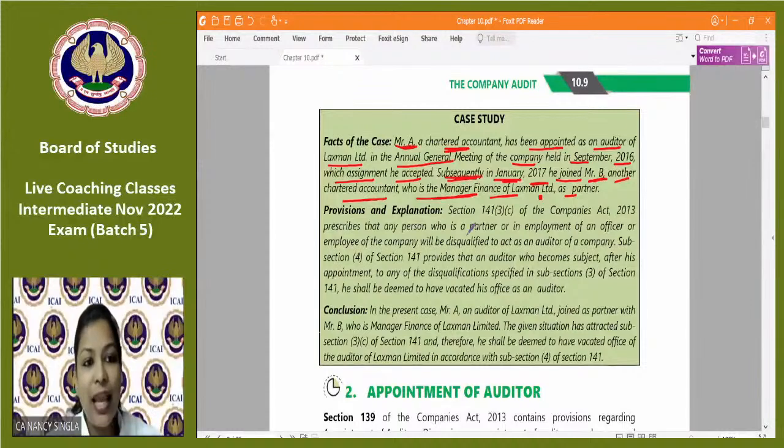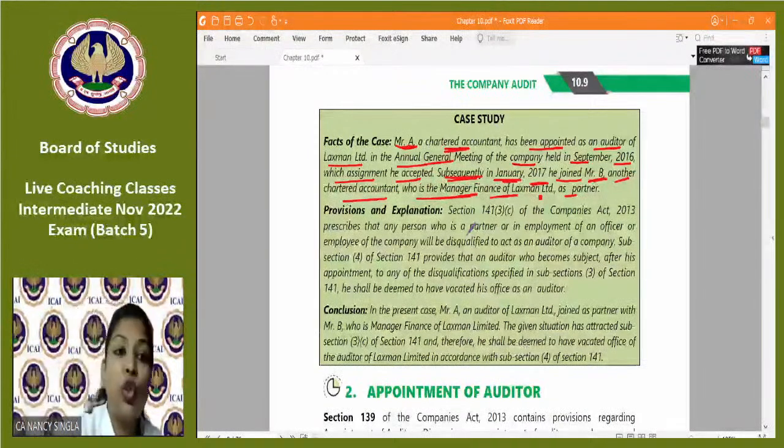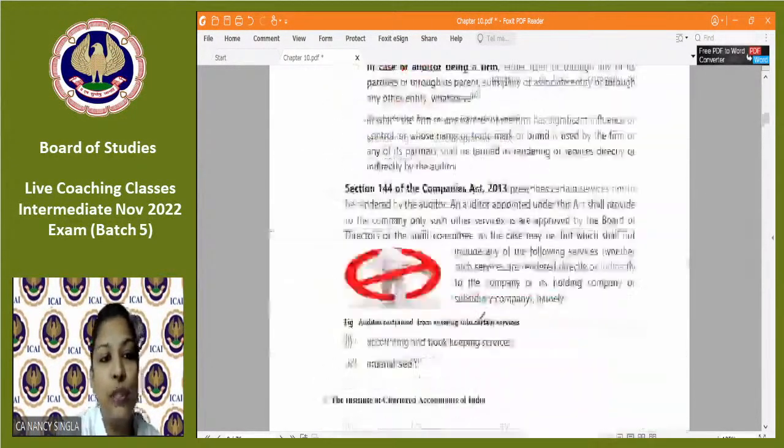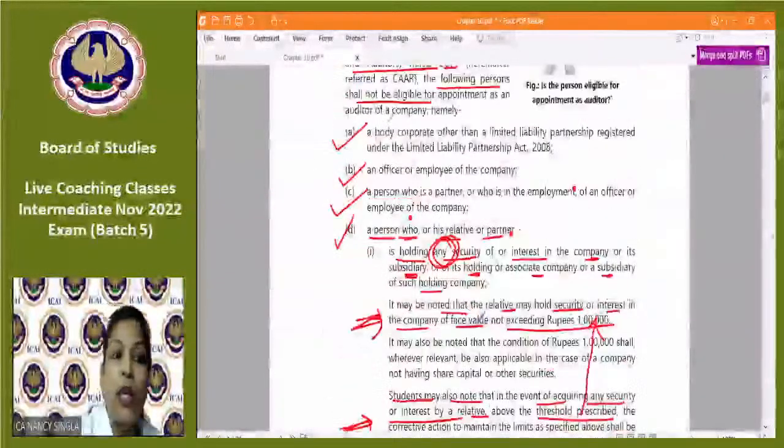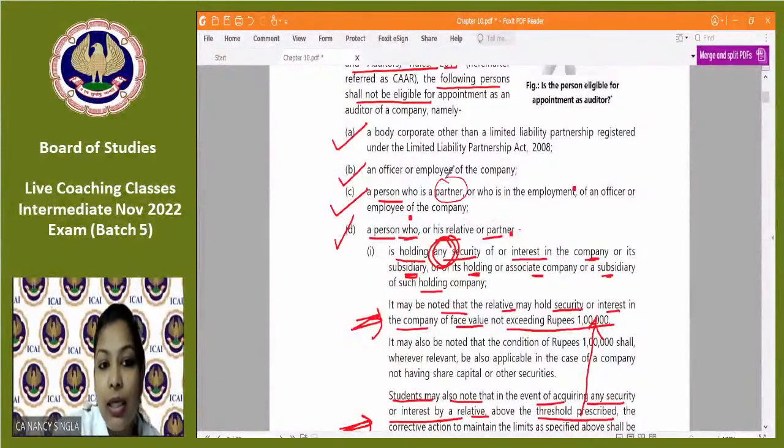So Bindu, as and when the auditor becomes aware of the disqualification, he will immediately vacate the office of the auditor. Okay Bindu. And quickly tell me, which subsection of section 140, which clause is attracted here? So it is clause C. Okay. So what was clause C? So a person who is a partner of the officer employee, right.